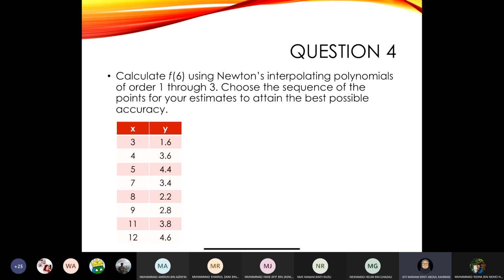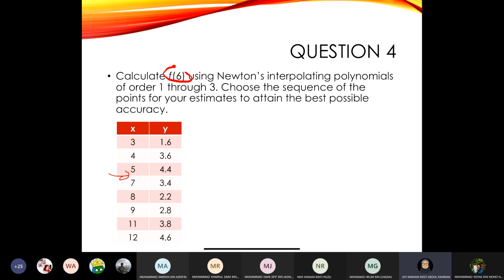So this is the question untuk latihan. So kita nak cari the function at 6. So kita ada 3, 4, 5, 6 tak ada kan. So kita nak interpolate at 6 using order 1 through 3. Maknanya buat first order, second order and third order. Choose the sequence of the point of your estimate to attain the best possible accuracy.